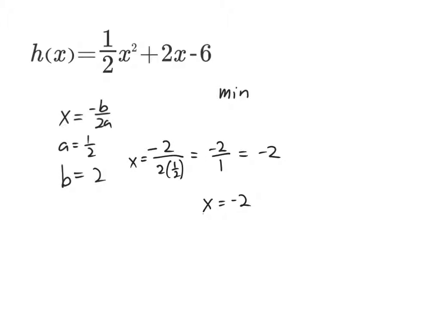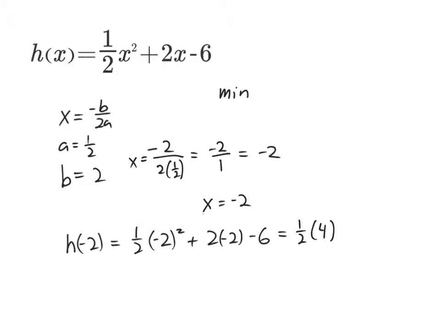If I want to know what the minimum is, I need to plug negative 2 back into this function right here. And if I do that, I end up getting h of negative 2, which is going to be 1/2 times negative 2 squared plus 2 times negative 2 minus 6. Well, negative 2 squared is positive 4, so I'm going to get 1/2 of 4 minus 4, because 2 times negative 2 is negative 4, minus 6, which then gives me 2 minus 4 minus 6, which ends up giving me negative 8.